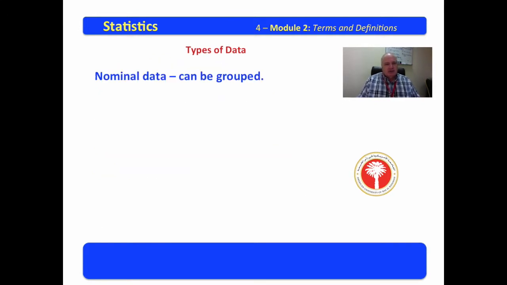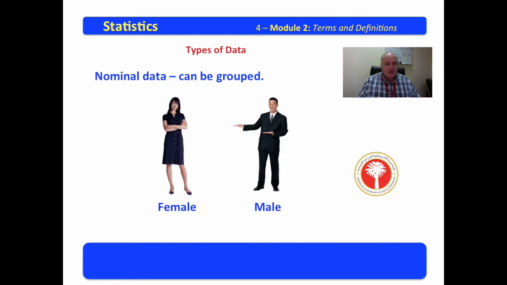Now, in the types of data, the first type of data, the broader type of data, are called nominal data. Nominal data can be grouped. For instance, we might group people into female or male. Now, these are just classifications. We would never argue that one is ranked above another.